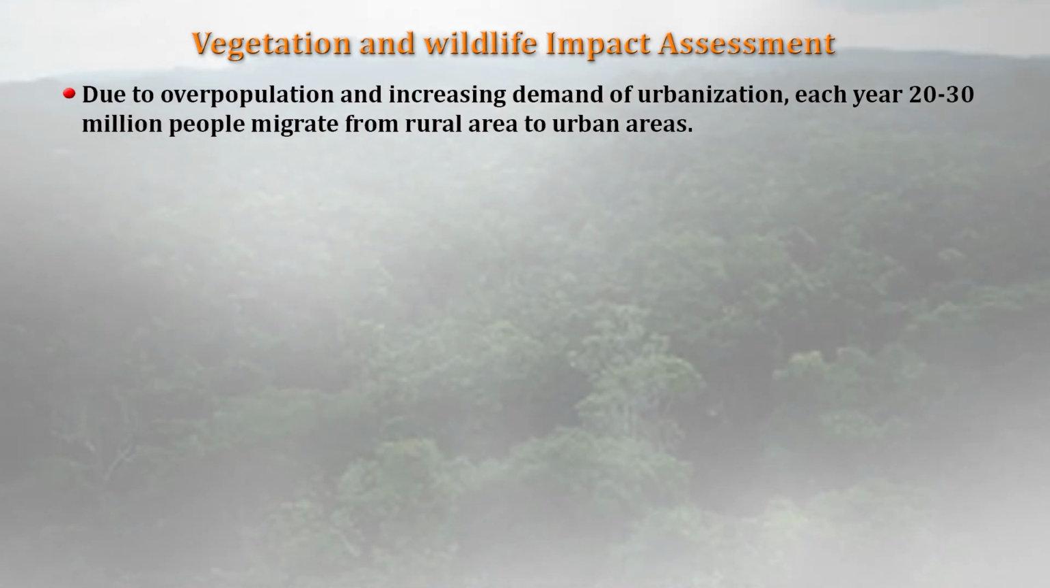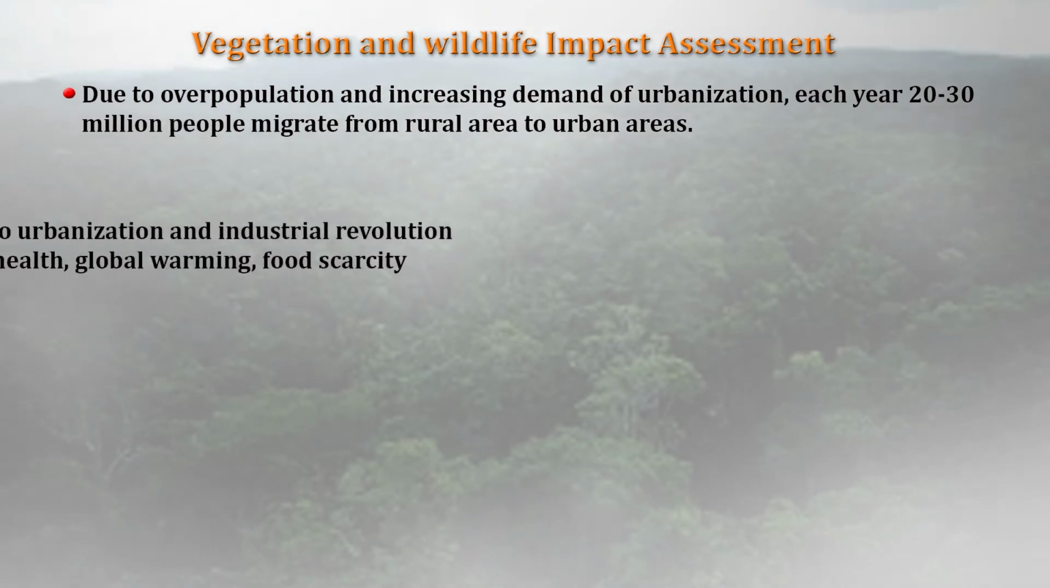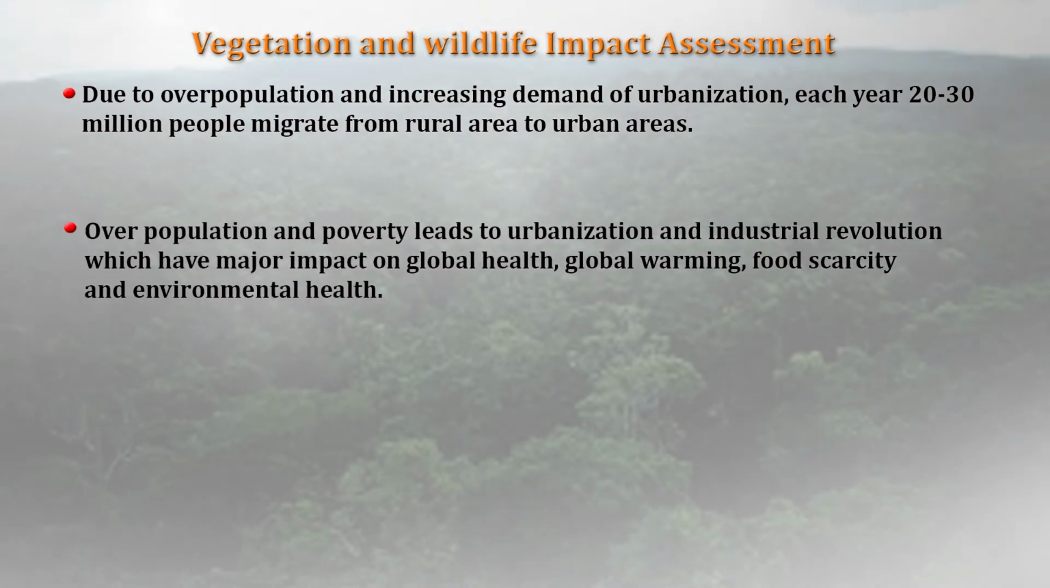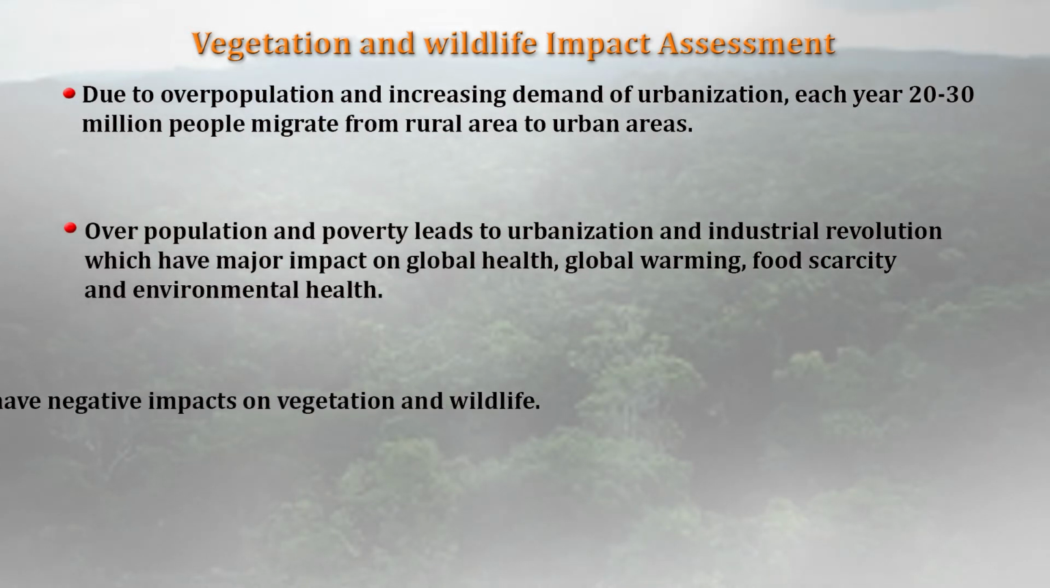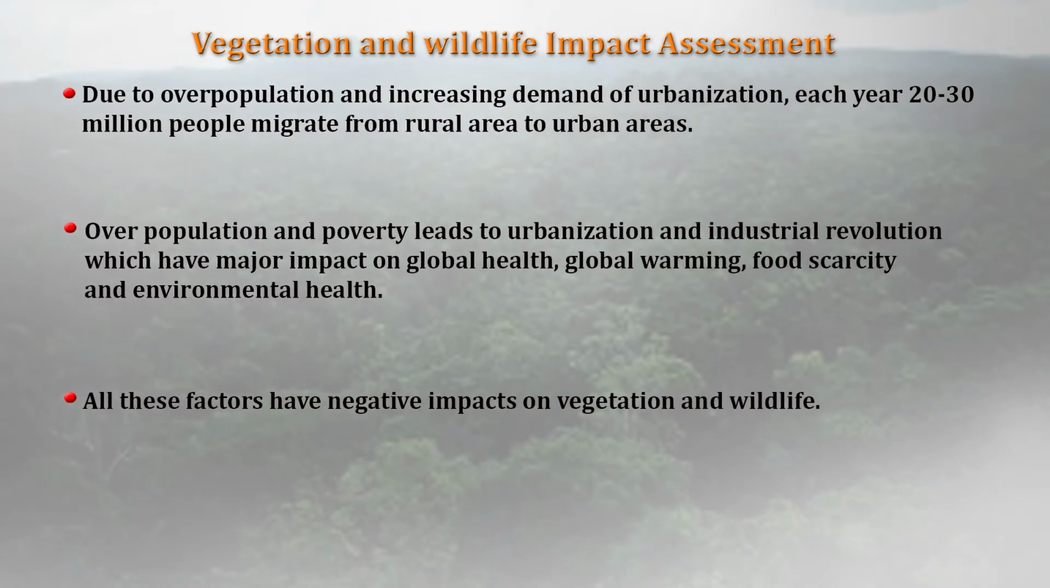Due to overpopulation and increasing demand of urbanization, each year 20 to 30 million people migrate from the rural areas to the urban areas. Overpopulation and poverty lead to urbanization and the industrial revolution, and they have major impact on global health, global warming, food scarcity and environmental health. All these factors have negative impacts on the vegetation and the wildlife.